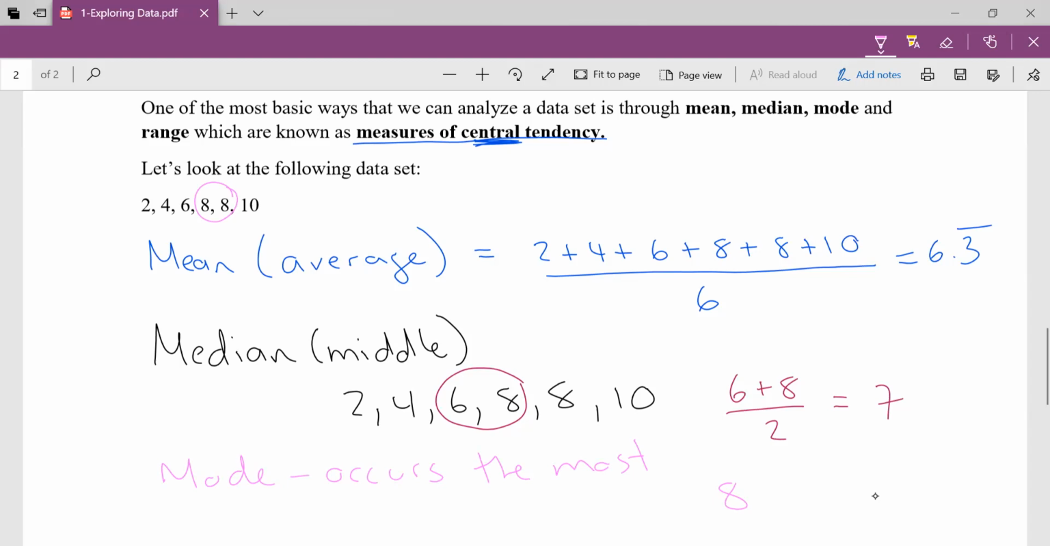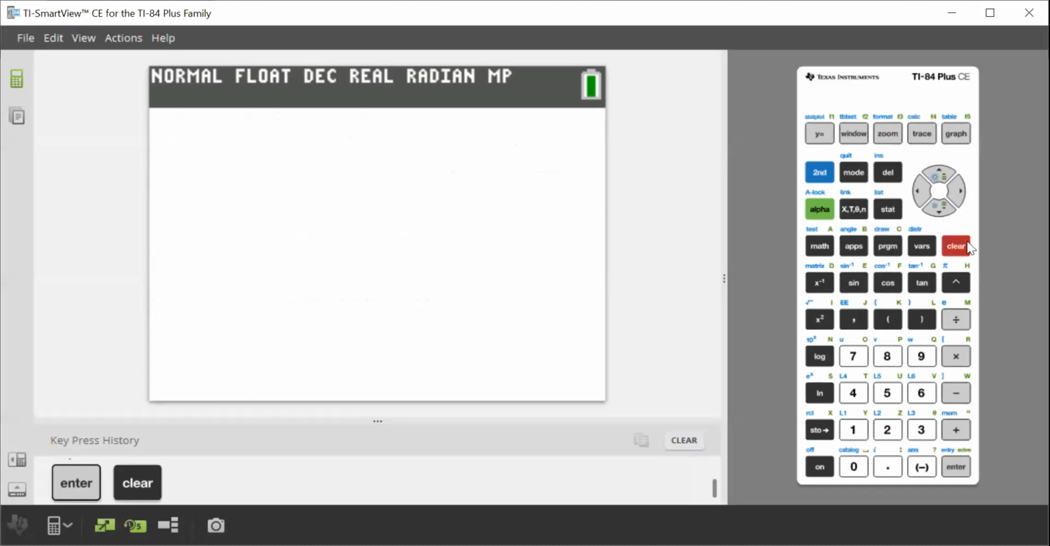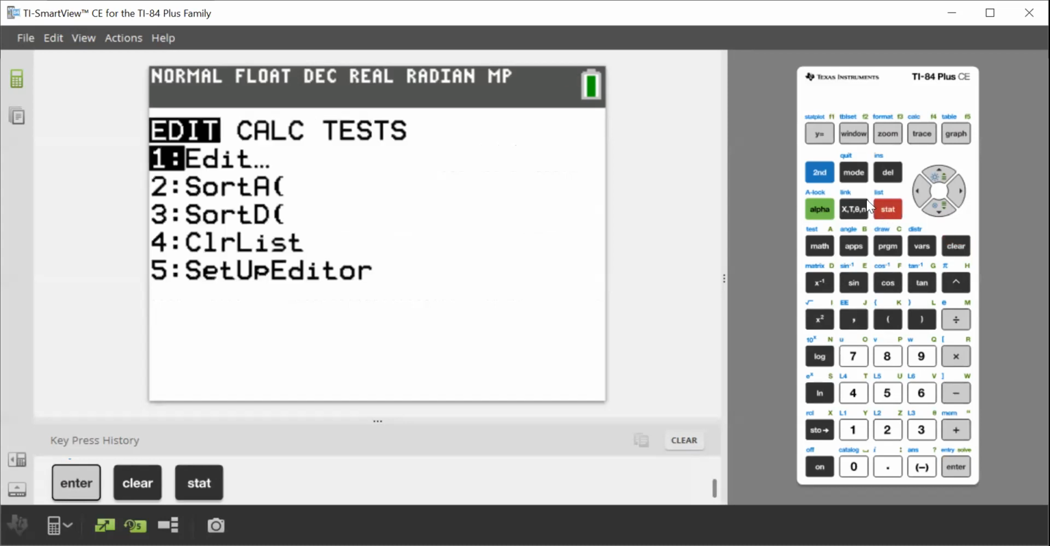Now, there's something cool about TI calculators. TI calculators do a lot of statistics for us. So let's watch how to put this into a TI calculator. So I'm going to pull back up my TI calculator. Okay, I'm just going to clear my screen. All right, to get this into my calculator, do you notice you have a stat button, just underneath delete there?